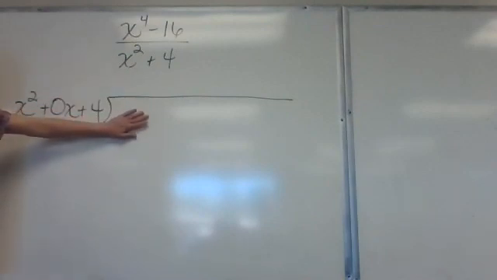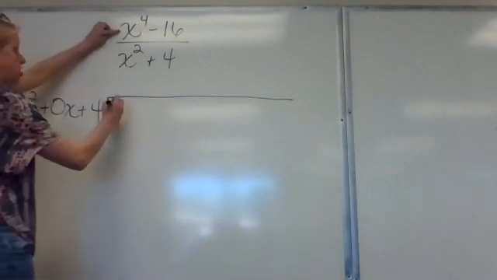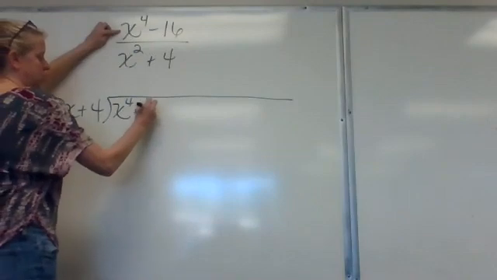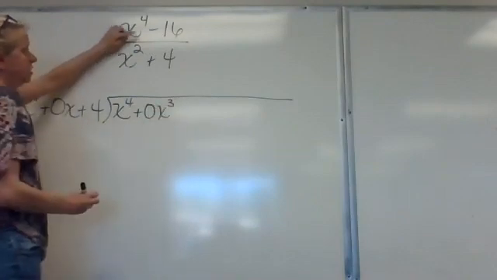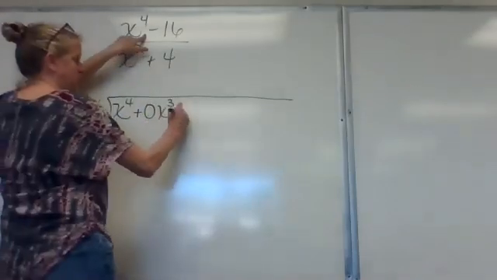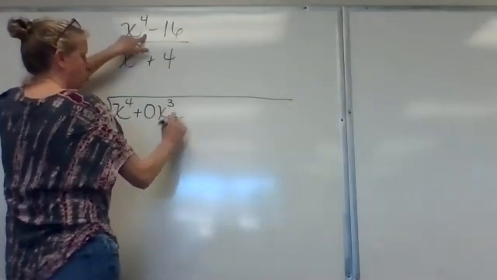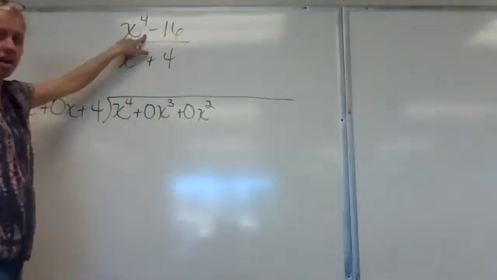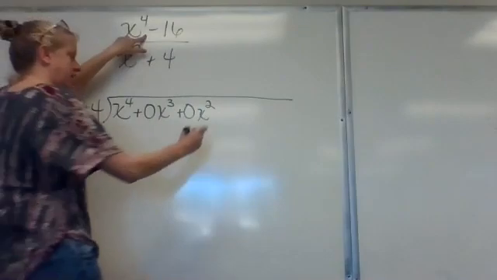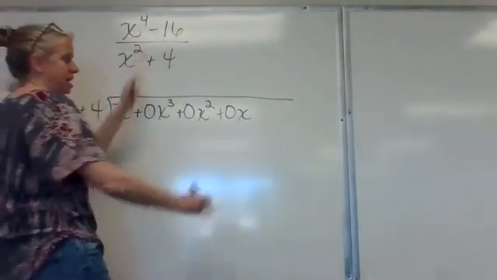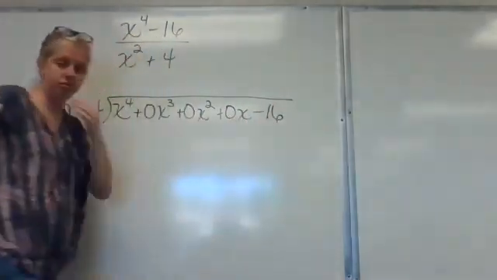The numerator comes in here, filling in for missing terms. So if I start with x to the 4th, then I should have an x to the 3rd. So 0x to the 3rd. After x to the 3rd would be x squared. I don't have any of those either. So plus 0x squared. After x squared should come x's. I don't have any of those either. Then the minus 16.